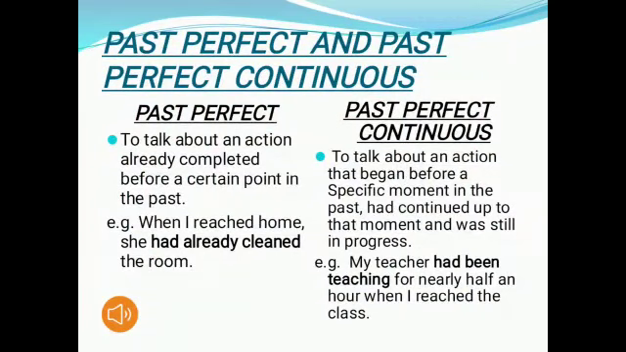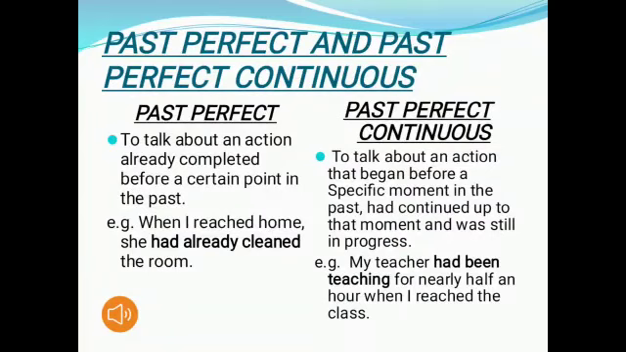And now look at the uses of past perfect and past perfect continuous tenses. First of all, look at past perfect tense. Past perfect tense is used to talk about an action already completed before a certain point in the past. For example, when I reached home, she had already cleaned the room.